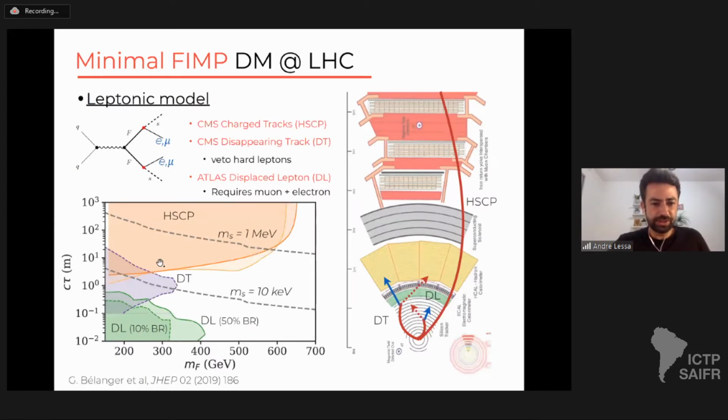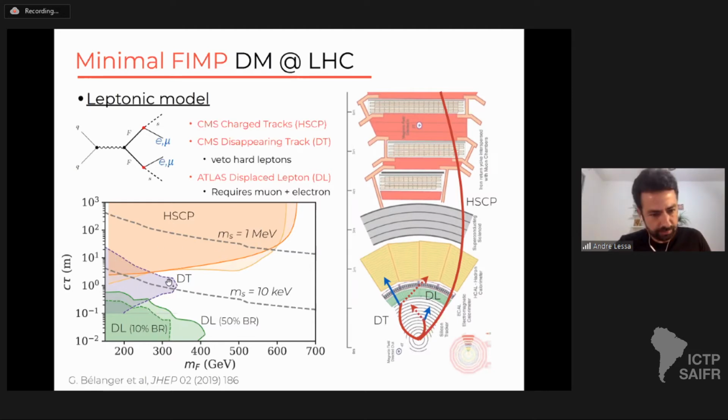So the searches, the constraints are here. These are on the mediator mass versus lifetime. So most of the parameter space, right? It should be above this dashed line here. Most of the parameter space is really excluded by HSCPs, these heavy stable charged particle searches.